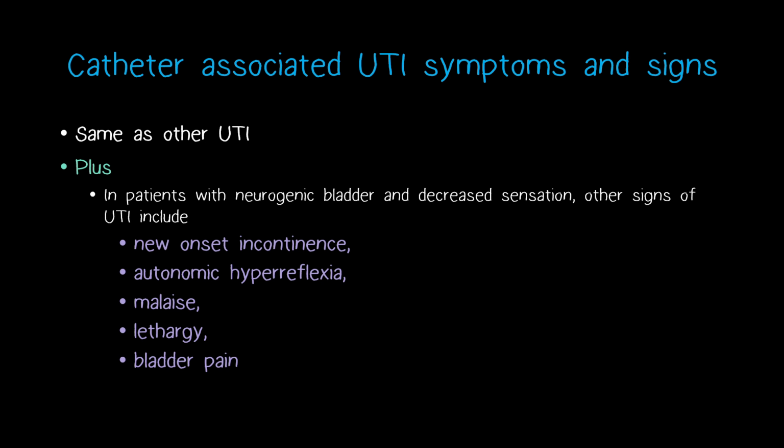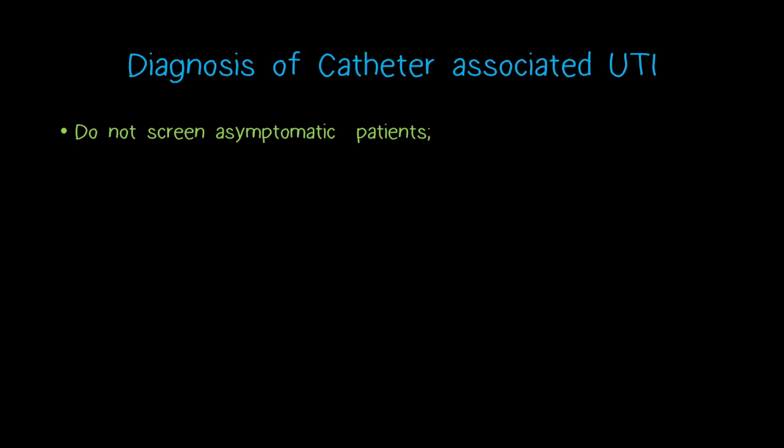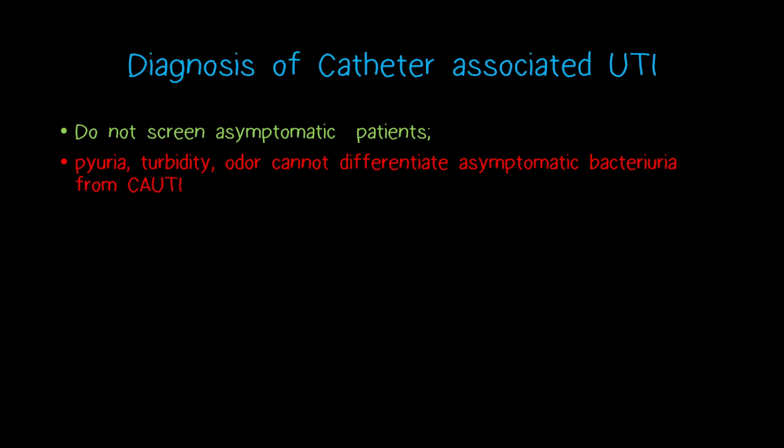Diagnostic wise, we do not routinely screen catheterized patients who are asymptomatic for the possibility of catheter-associated UTI. And also, the presence of pyuria or turbid urine or some odor does not differentiate asymptomatic bacteriuria, which is one of the types of UTI which doesn't need any treatment, from real catheter-associated urinary tract infection.